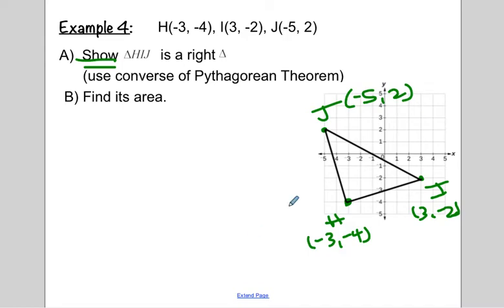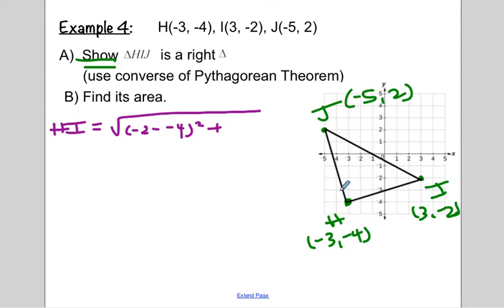I'm going to use the distance formula to find the distance of each one of these sides. I will find HI first. So the distance is -2 minus -4 squared plus, I did my y's first. It doesn't matter if you do x or y first, but the formula is written with x's, so I'll write it that way. So we get 3 minus -3 squared plus -2 minus -4 squared.